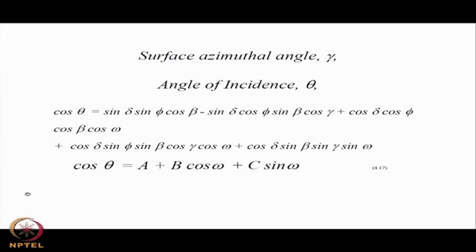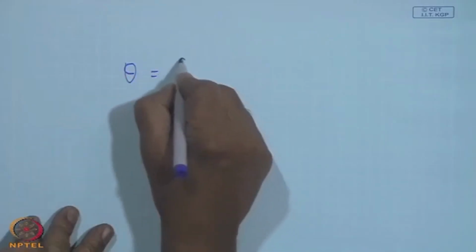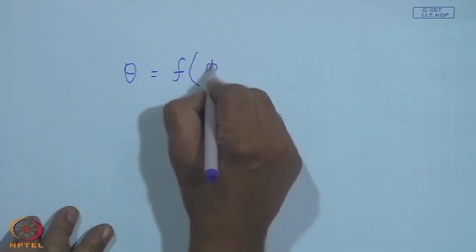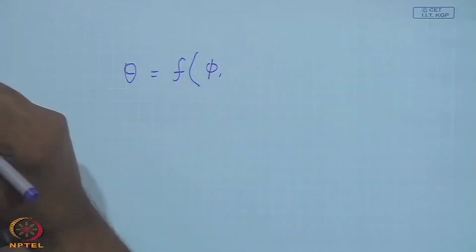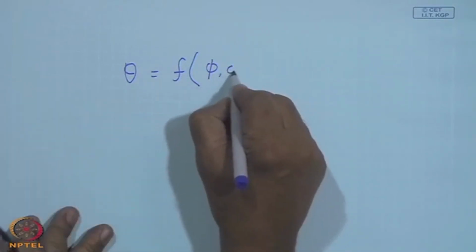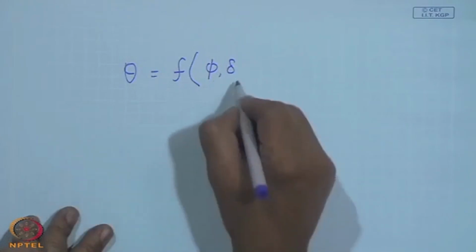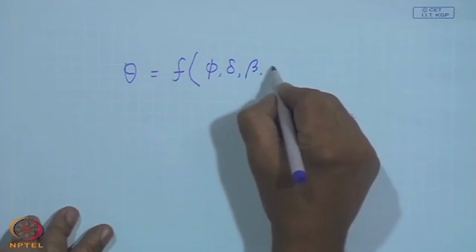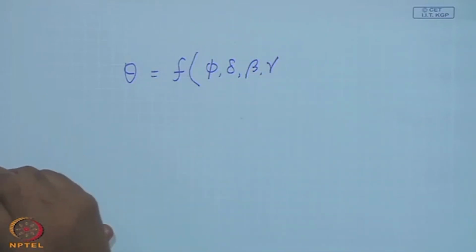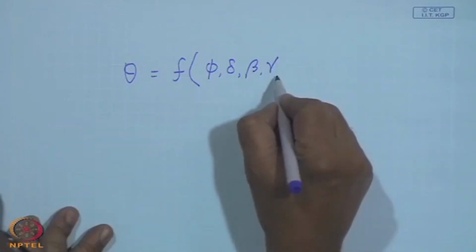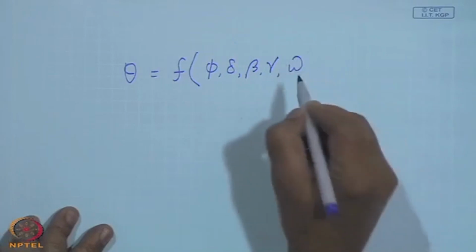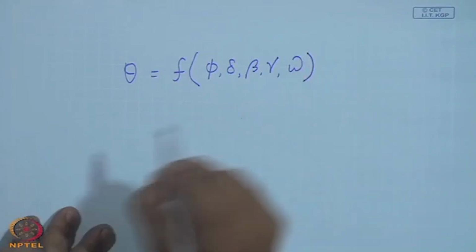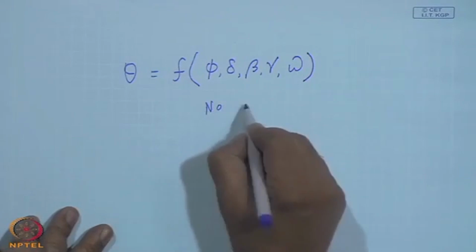So, surface azimuthal angle is gamma and the general angle of incidence is theta. What I can expect is theta to be a function of where I am, that is the latitude, and on what day given by the declination, and then how the surface is oriented, the slope, and the azimuthal angle, is it towards due east or west or something else, and then the hour angle. You will find no longitude.